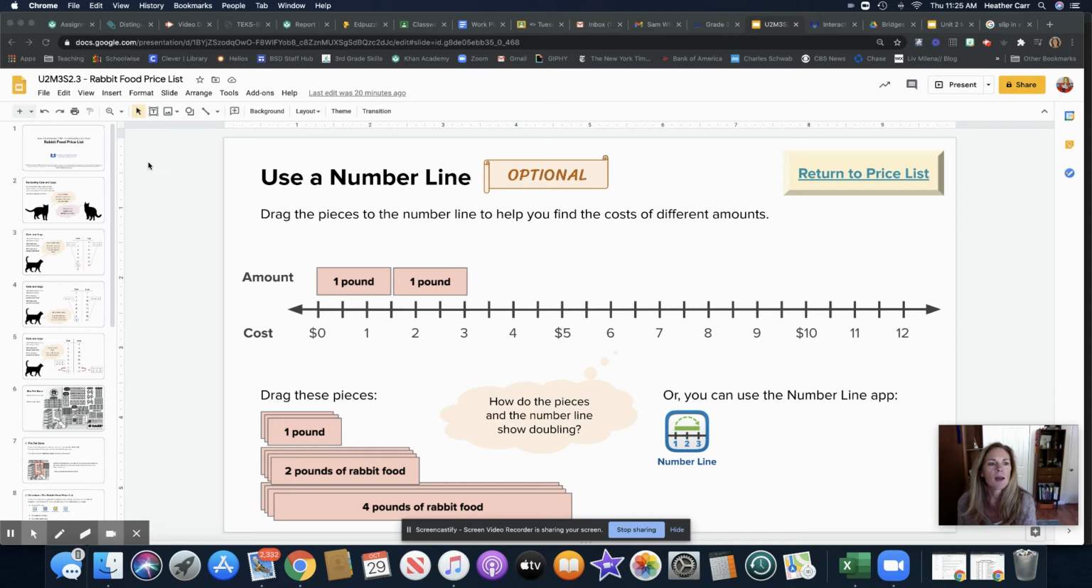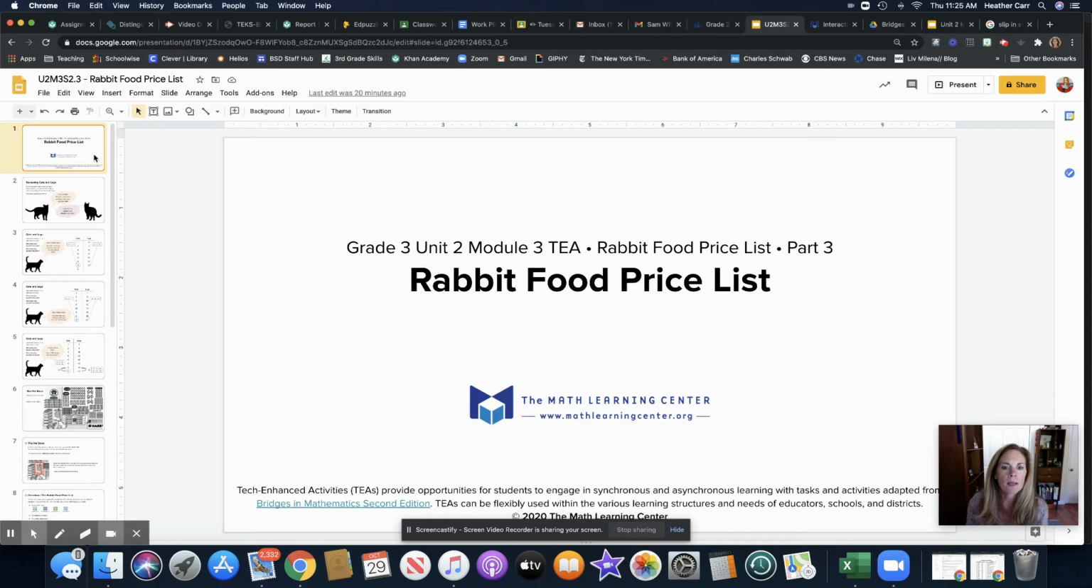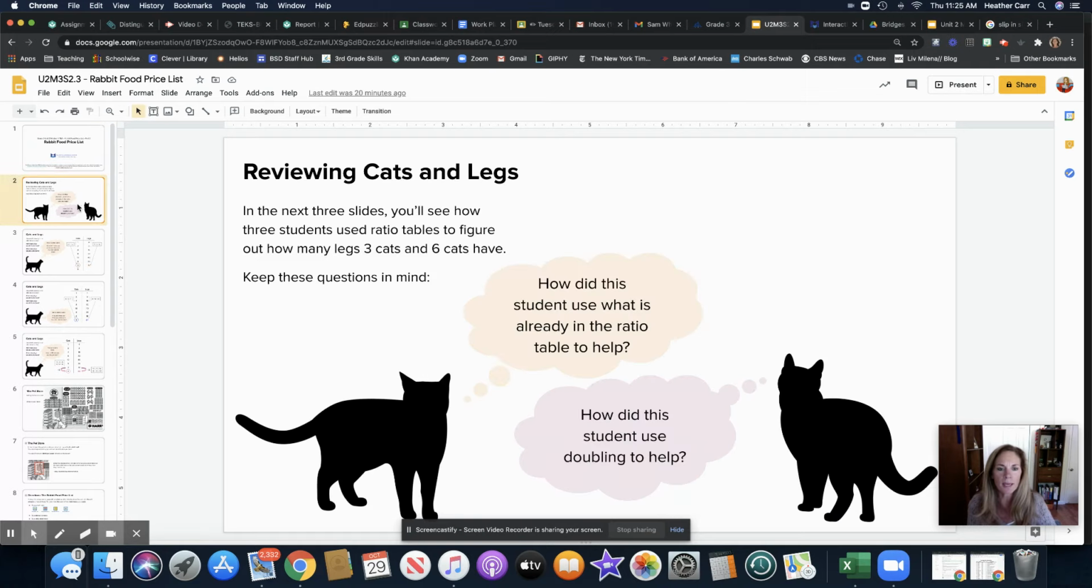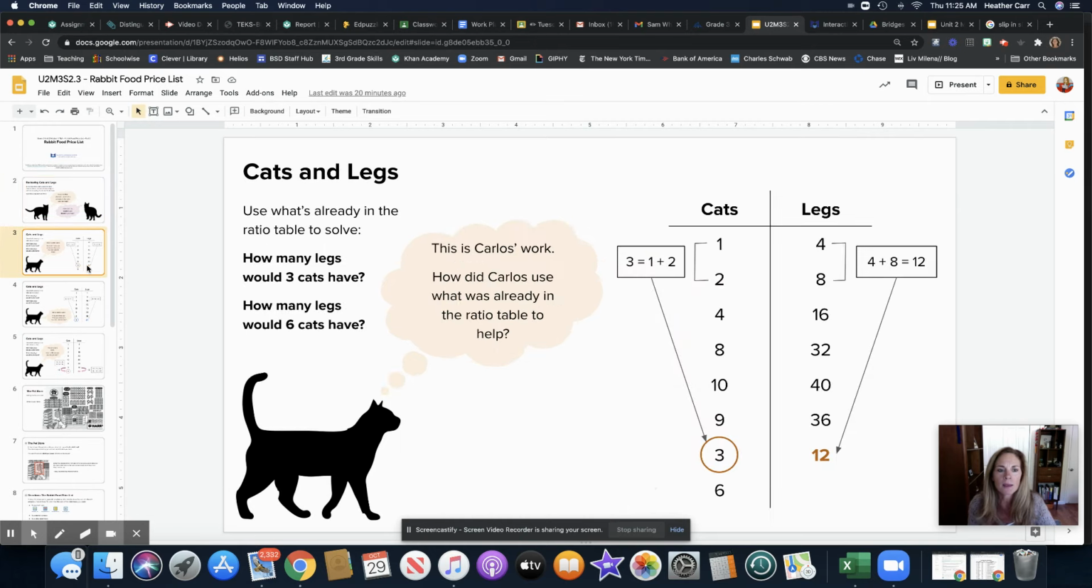Hey guys, today we're going to be working on more ratio tables, understanding how one column relates to the other column. We're going to review cats and their legs. We're going to think about how doubling can help us.